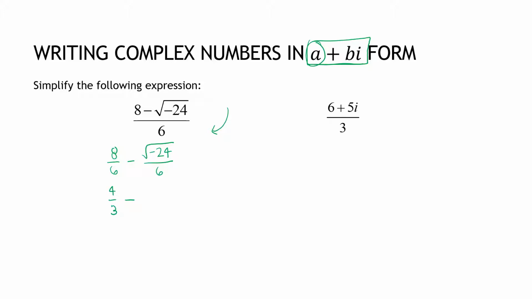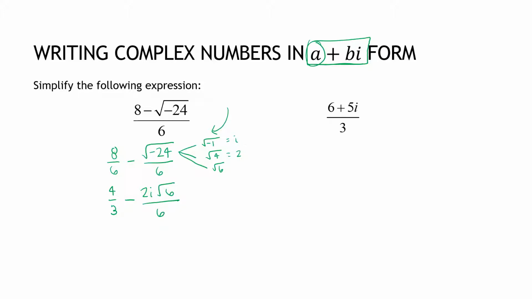Keep my minus sign. Then I have radical 24, and I'm just going to do that the same way I did before. I'm going to say, well, this is negative 1. And then 24, if I'm looking for a perfect square, I know is 4 times 6. And so the square root of 4 is 2, the square root of negative 1 is i, the square root of 6 I can't reduce. So this is 2i radical 6 over 6.